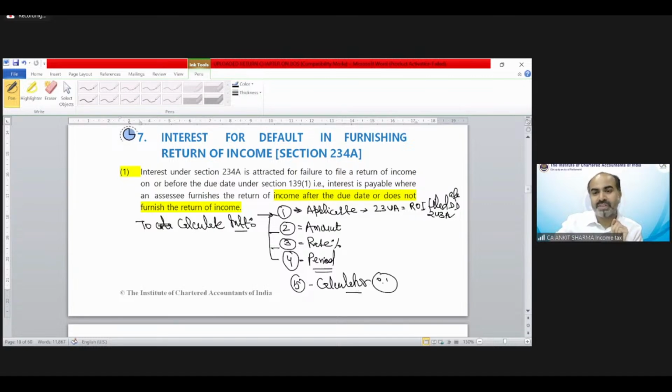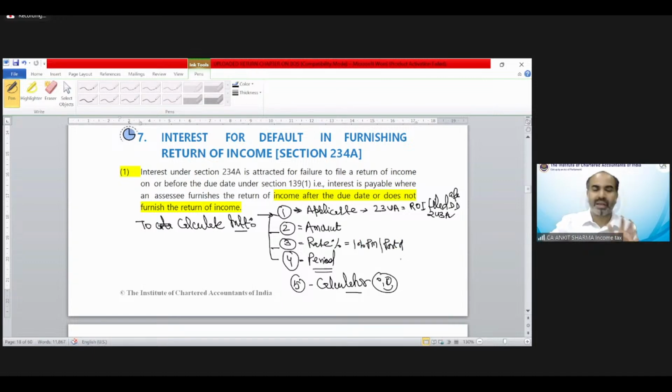We all know this in examinations also. Without a calculator, we would not be able to calculate interest that easily. So technically, we need four things to find out the interest in any case: the applicability, the amount, the rate, and the time duration. So the rate is 1% per month or part of a month.